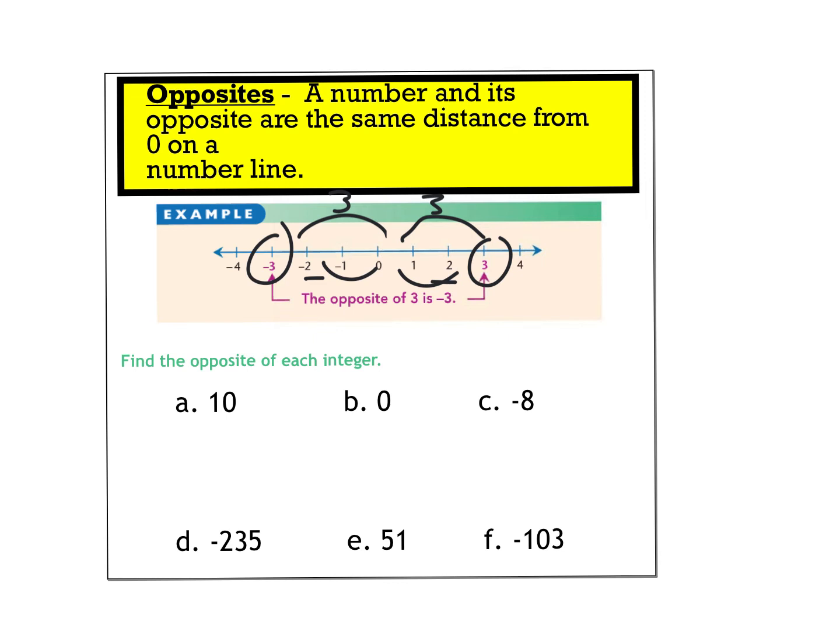Can you write the opposites of each number? All right, so the opposite of 10 is negative 10. They're both 10 spots away from 0. The opposite of 0 is just 0. Both 0 spots away from 0. Opposite of negative 8 is 8. This would be positive 235, negative 51, and 103.